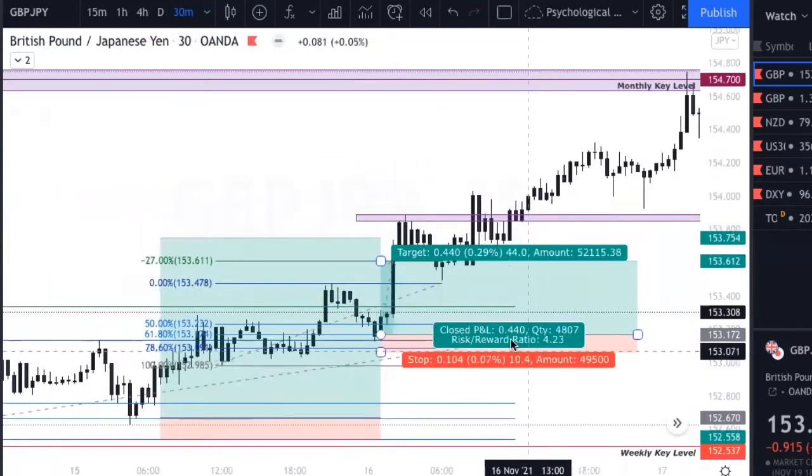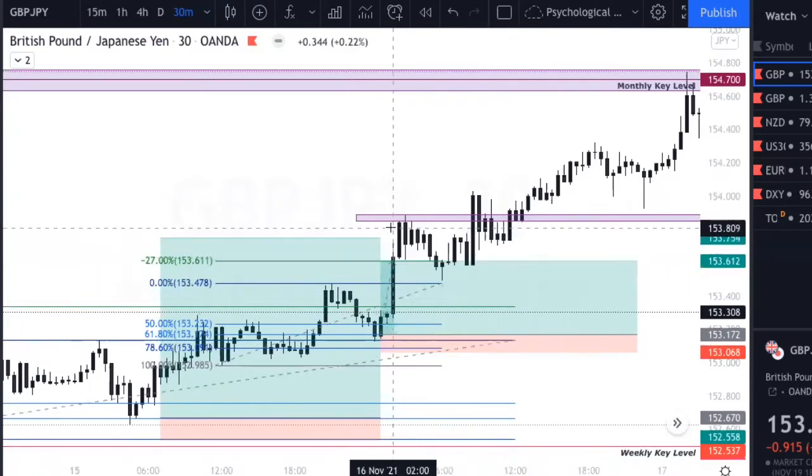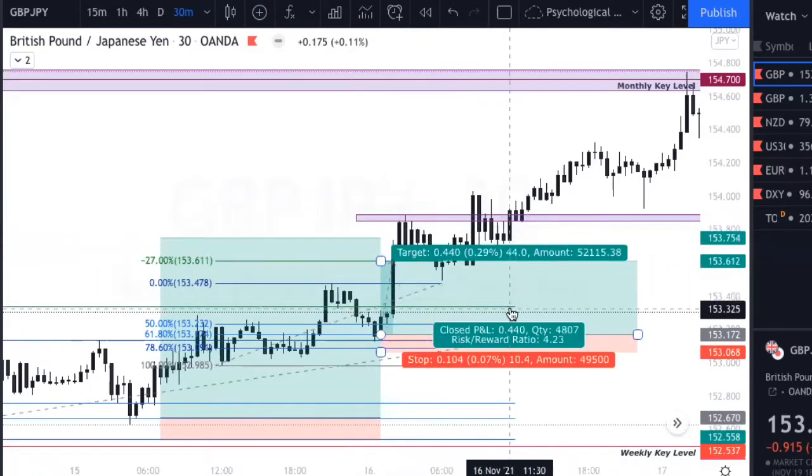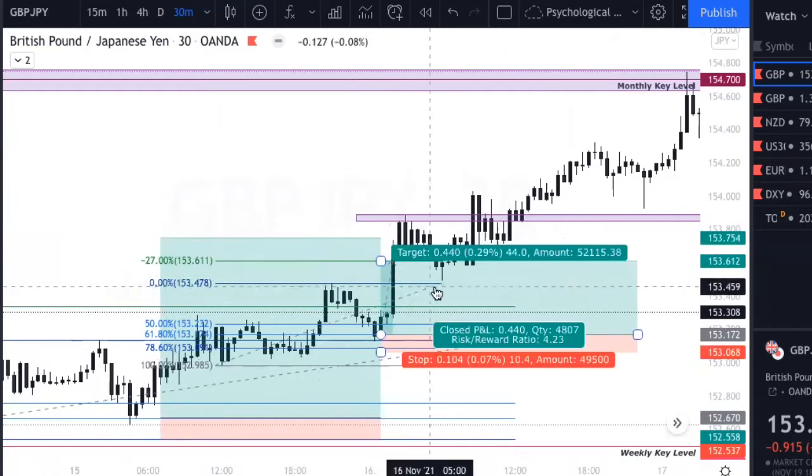And for this scale-in trade, this one was a 44 pip take profit. Typically I like to look for 60, which I absolutely could have, but it's a scale-in. It's not my bigger move. So I didn't mind.